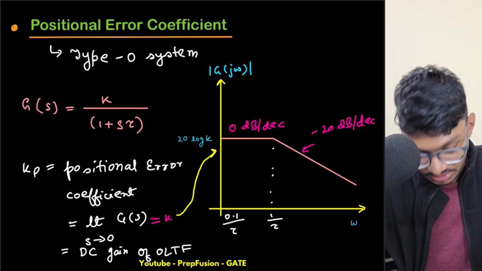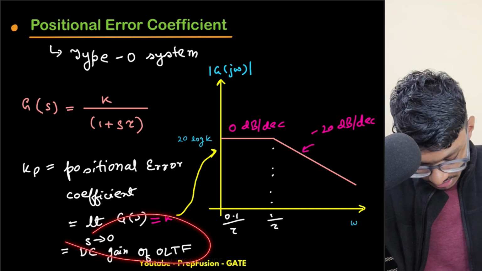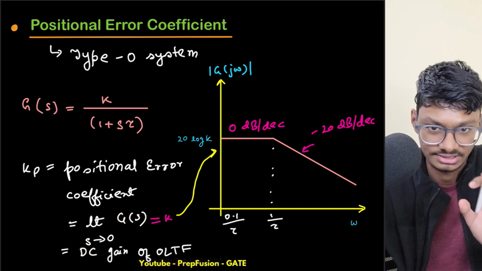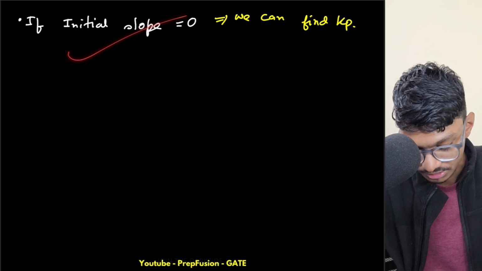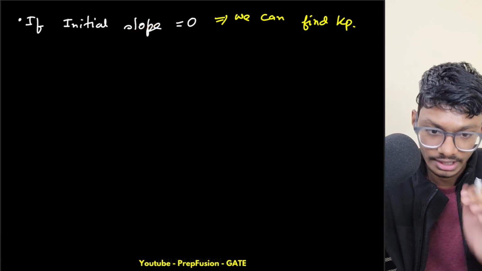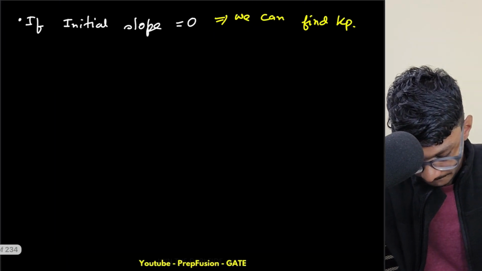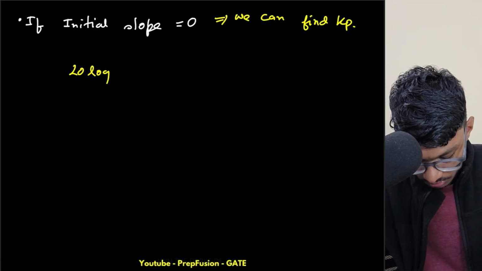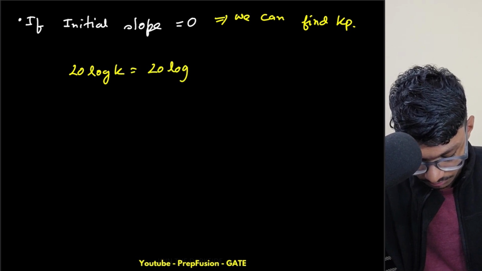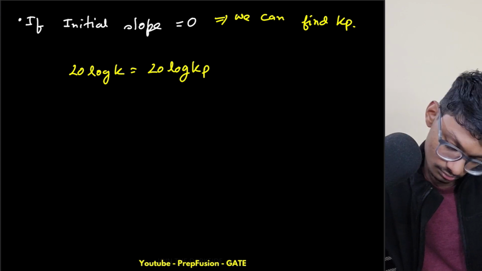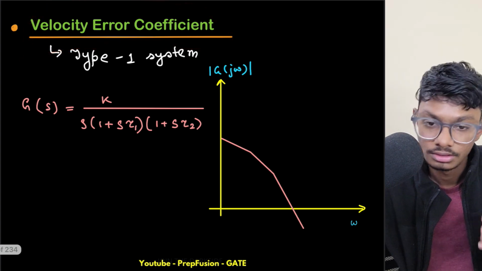Okay, now what was the error formula? I won't recommend you to remember that, but just remember what Kp and Kv are. Error we can define by basics; through basics we will derive it. We'll do one question and I will do it through basics. So the initial slope is this, so my Kp will be simply this. So 20 log K equals 20 log Kp.